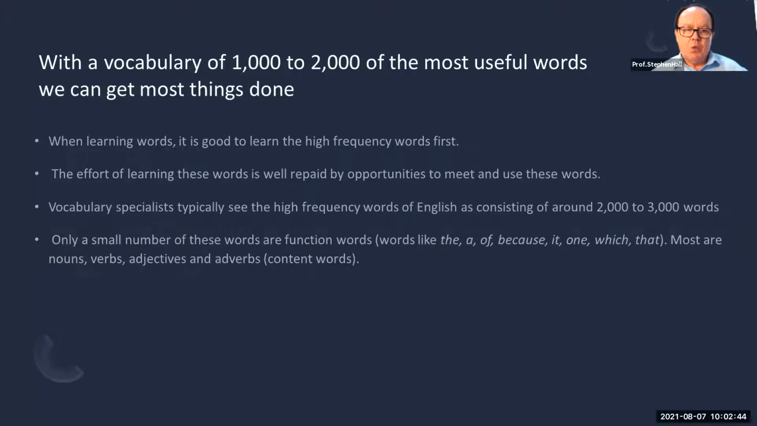Now, with the vocabulary of 1,000 to 2,000 of the most useful words, you can get most things done. This is the key point. You can get most things done with 1,000 to 2,000. So even if they're working with maths and science teachers, and they say they're very territorial about their vocabulary, I've got a comment here. They say they're very territorial. You can find the same vocabulary online from other maths and science teachers. But underneath it all, remember, the high frequency words are going to be shared.